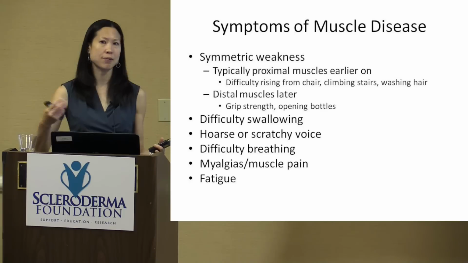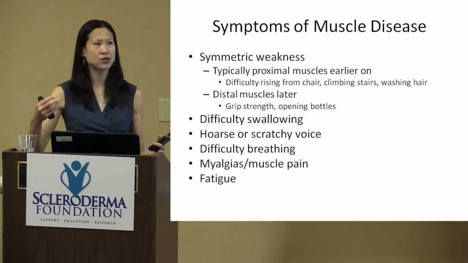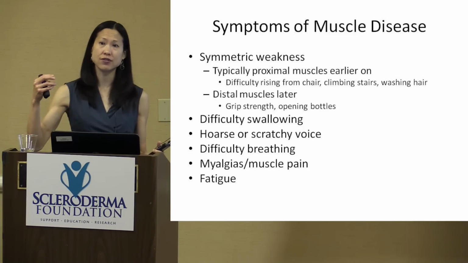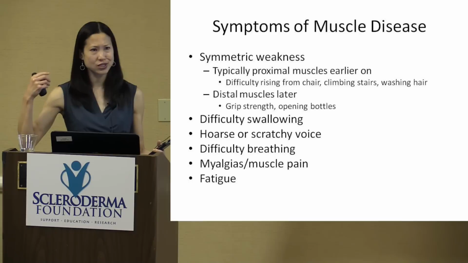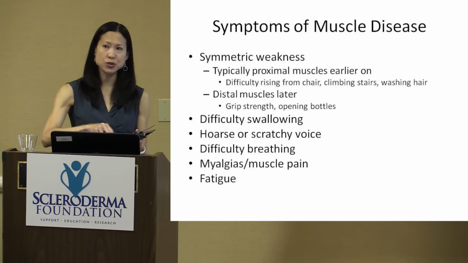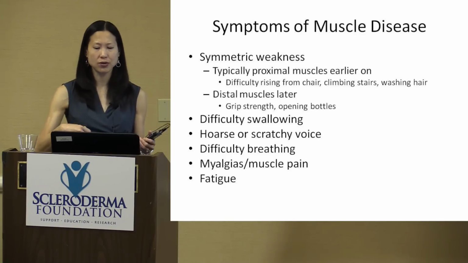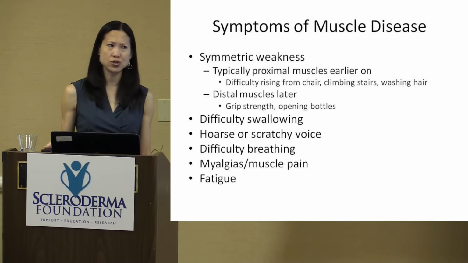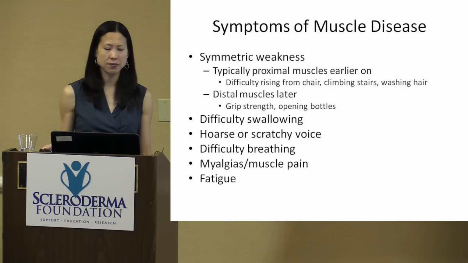So it's difficult to get up out of a chair, difficult to climb stairs, difficult taking things off the shelf, blow drying your hair or brushing your hair. And then the smaller muscles of your hands, what we call the distal muscles, those usually get involved later. So then you start having trouble with grip strength, opening jars, opening bottles. Those muscles usually get involved later in disease.